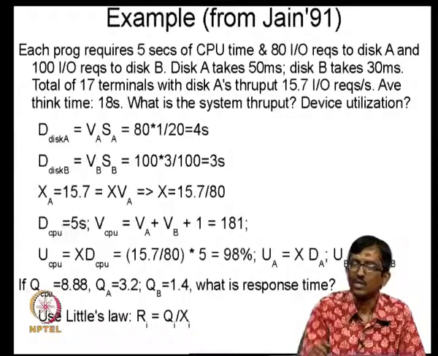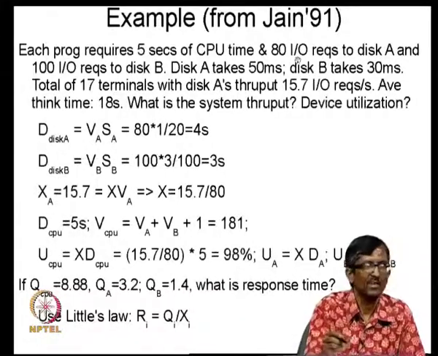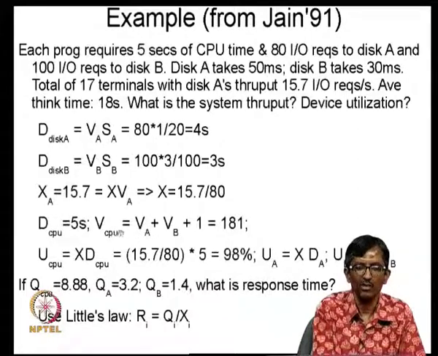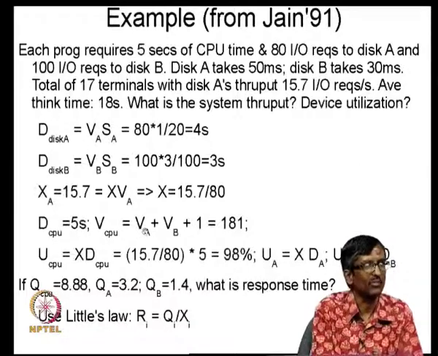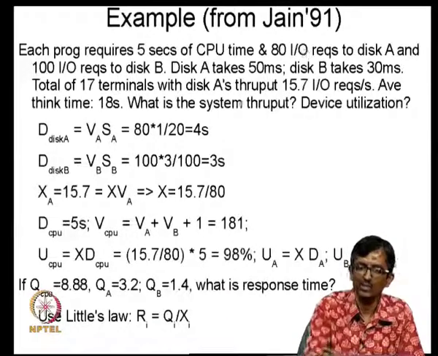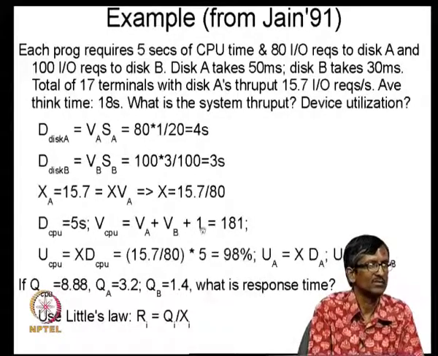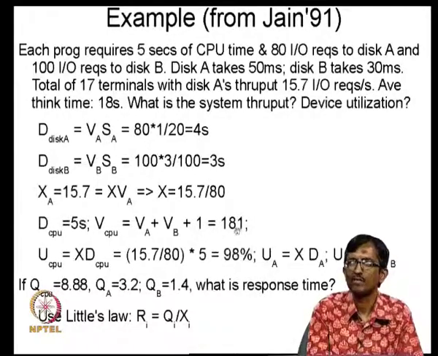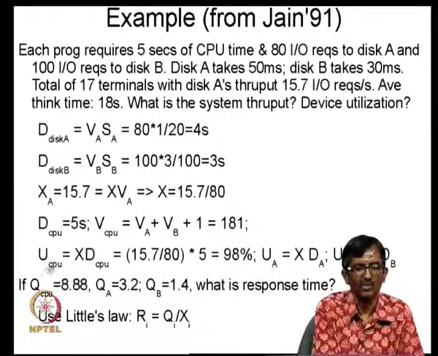Okay. So once it has finished the disk activity, it has to go back to the CPU again. So the number of visits to the CPU will be given by the number of times it goes into disk and comes back to the CPU again. It has to be rescheduled again back to the CPU. So the number of visits is the number of times it goes to disk A, the number of times it goes to disk B, and the last time it does it and goes out. So 181.